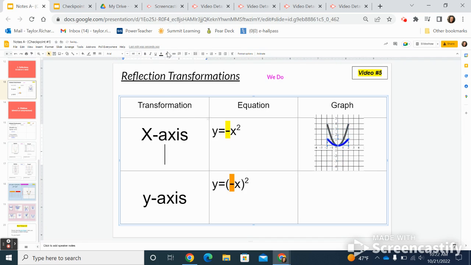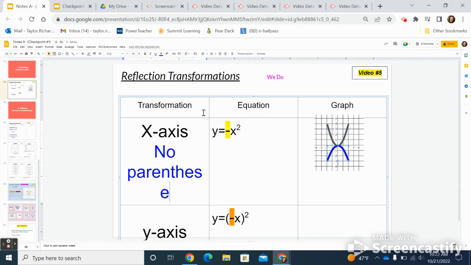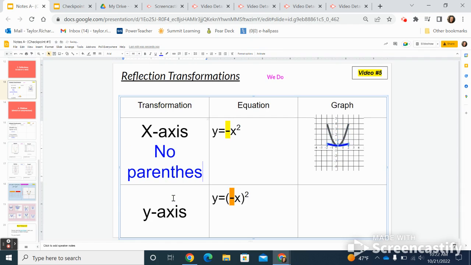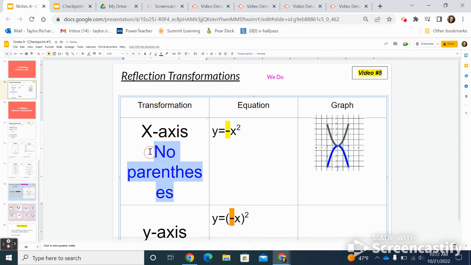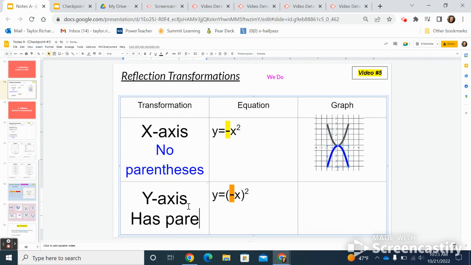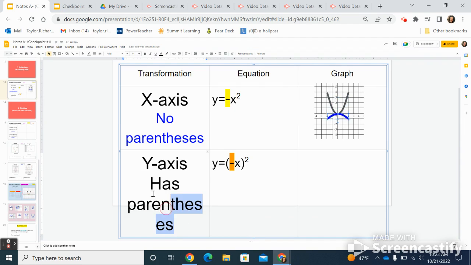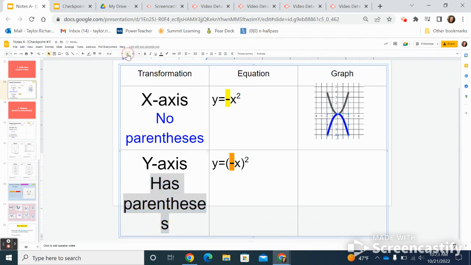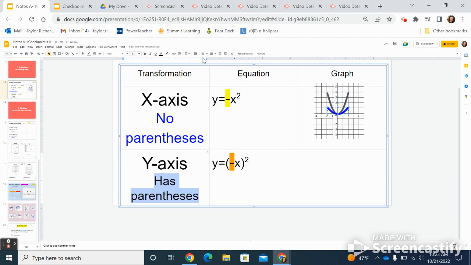So if you want to write yourself a little note, you could say that the x-axis has no parentheses. And also want to make this a little smaller. So x-axis has no parentheses, and the y-axis has parentheses. So I would go ahead and write that little note in so that you know the difference, because they're really just negative signs, but one's inside and one's outside.